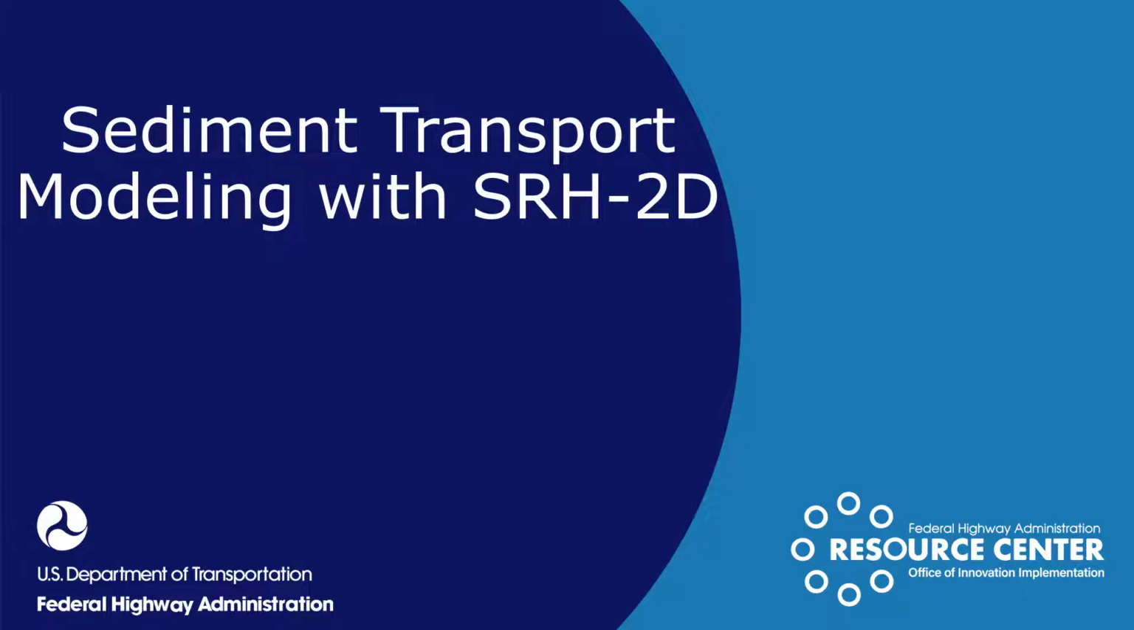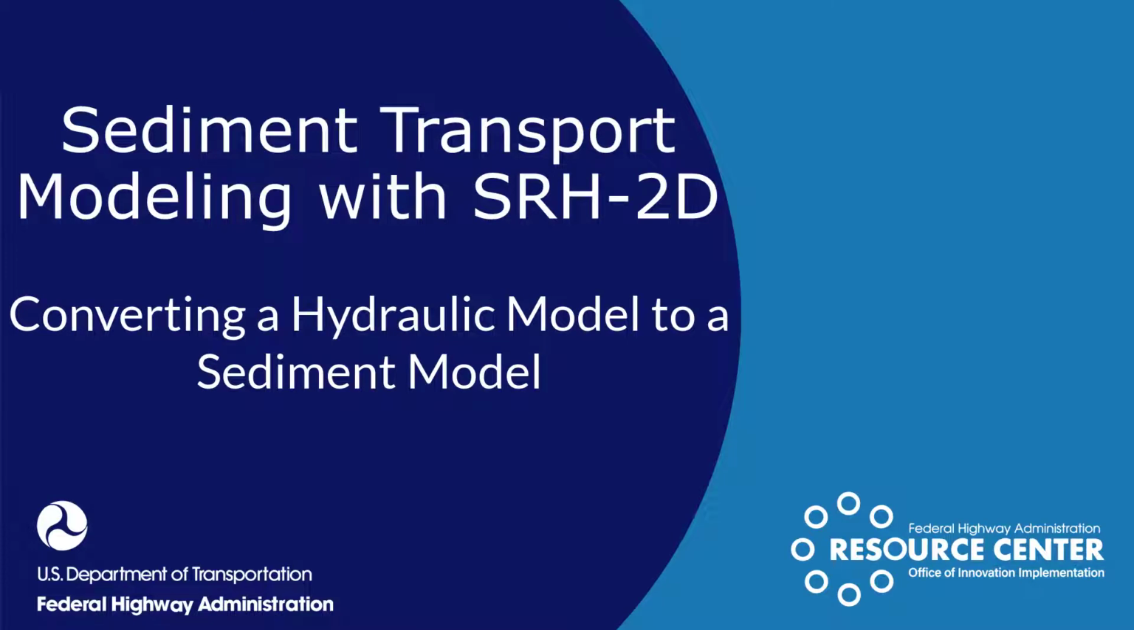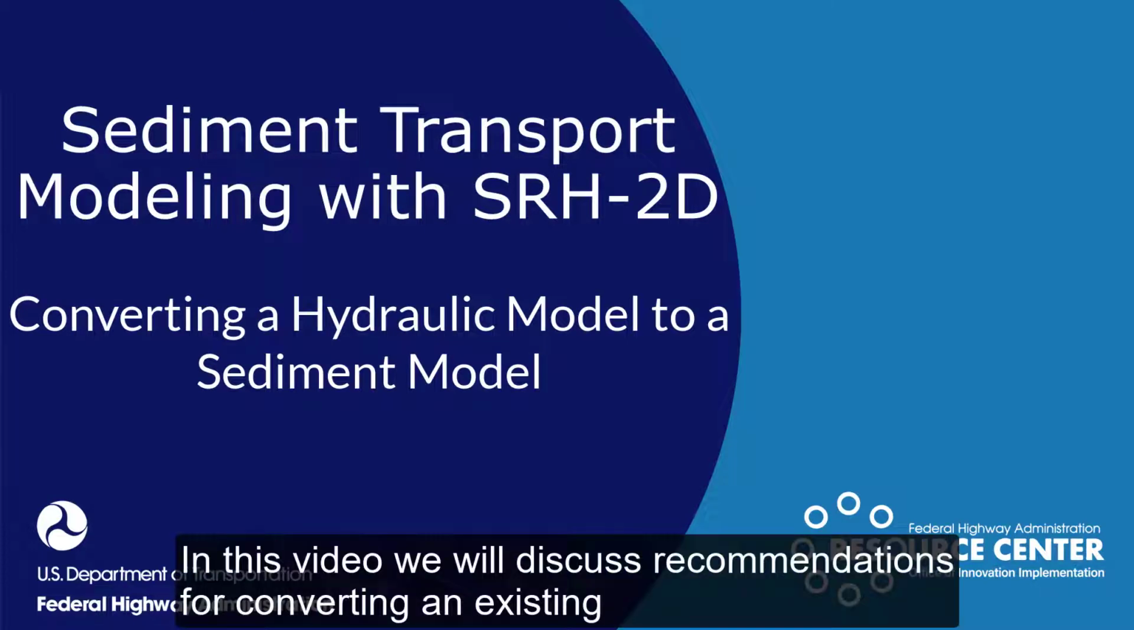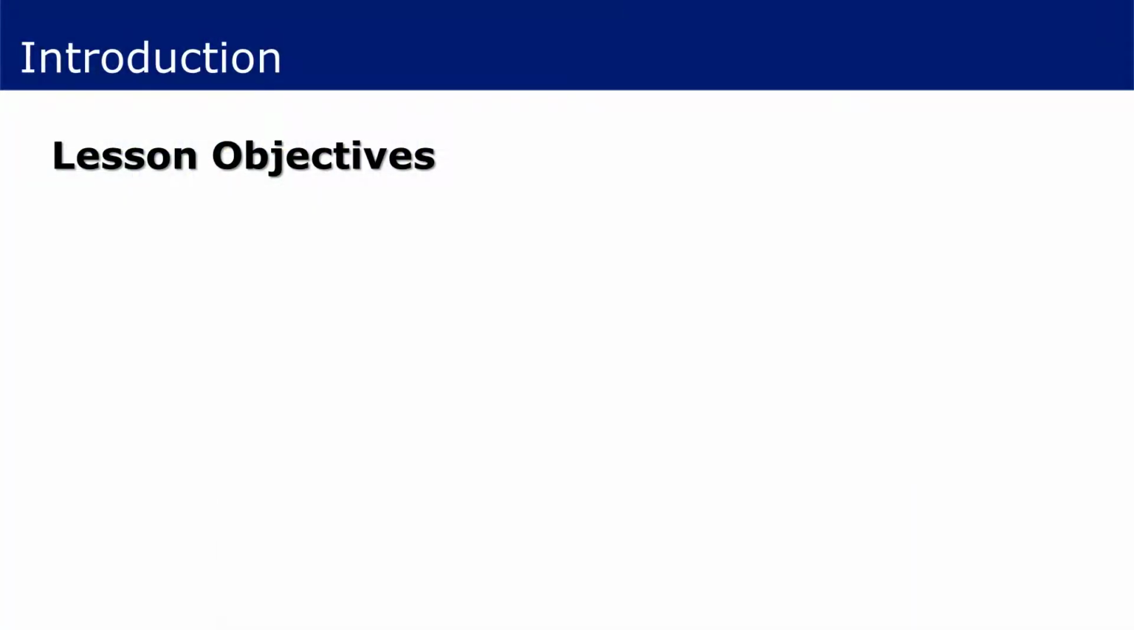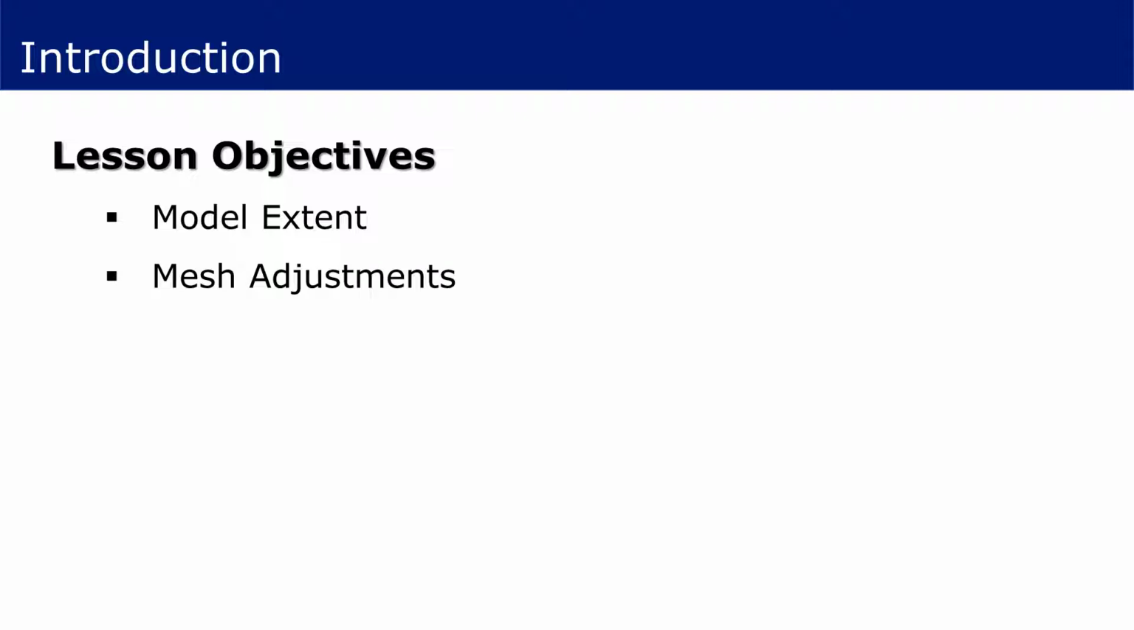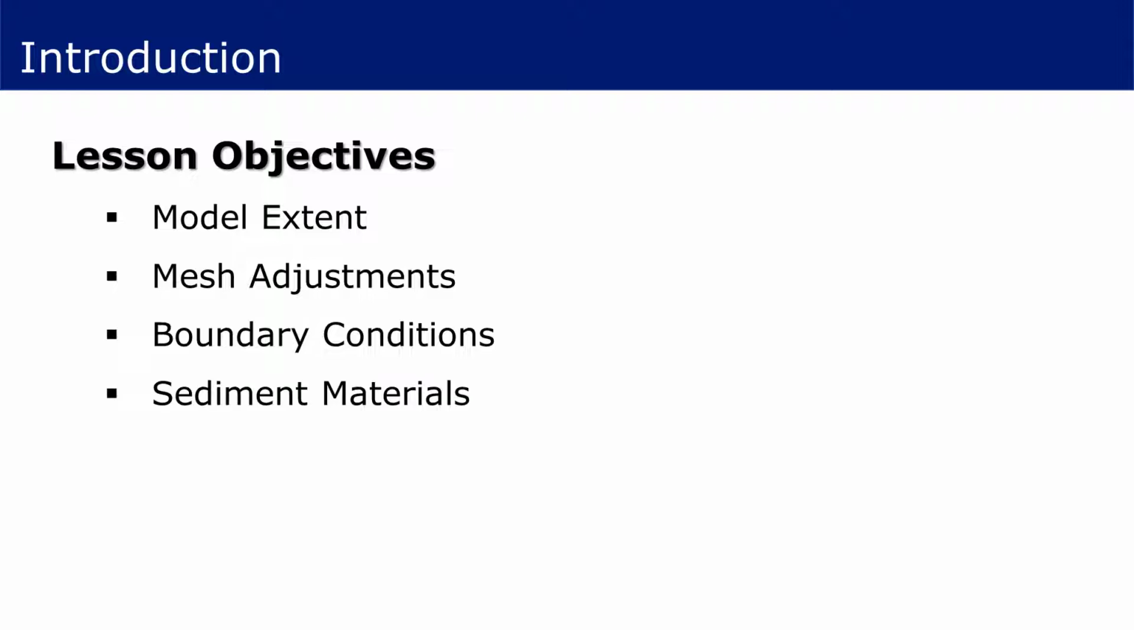Welcome to the second video in a series designed to provide guidance in the process of setting up and running a two-dimensional sediment transport model with SRH2D. In this video, we will discuss recommendations for converting an existing hydraulic model to one that is tailored for sediment modeling. Topics covered in this video include the model extent and considerations for adjusting the mesh, reviewing the upstream and downstream boundary conditions, creating and assigning sediment material zones, and the use of monitor lines and points.